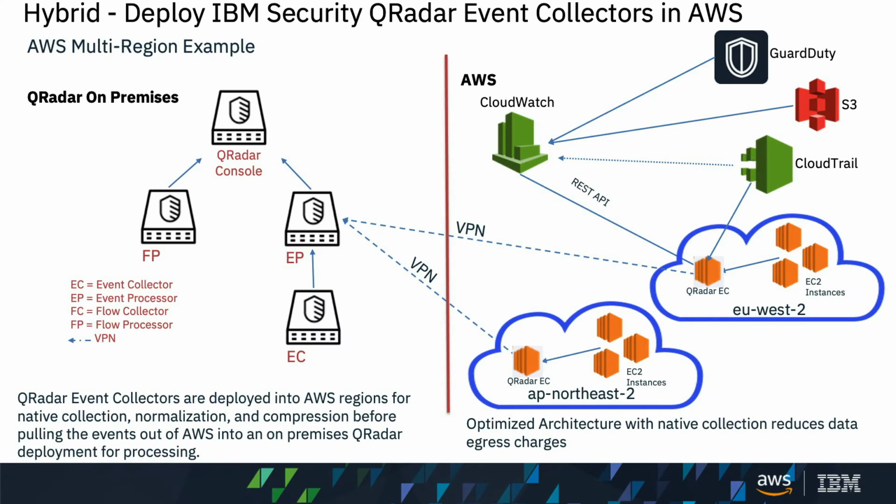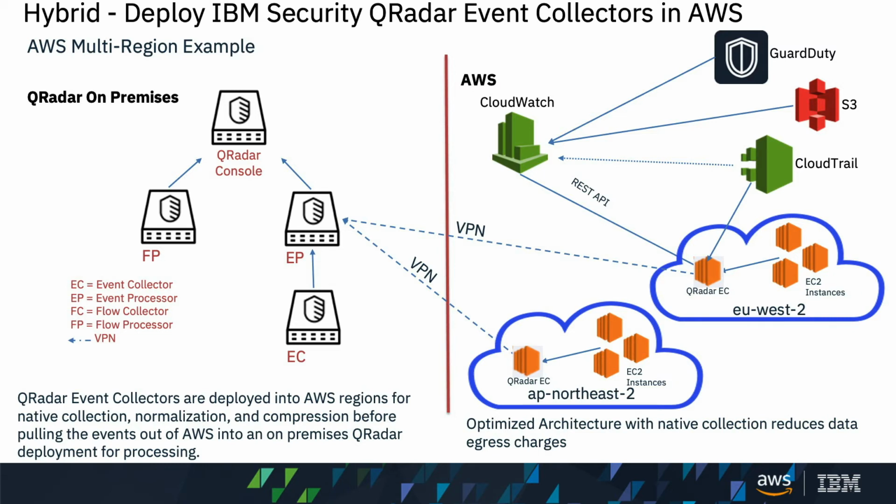In the case we're showing here, however, we've actually positioned event collectors in AWS. And that's in order to get close to the data collection points or into the regions where your applications and virtual machines are running and collecting data with QRadar. And one of the other advantages of doing this is that the data stream from an event collector to the remainder of the deployment is compressed. So we can get some egress cost efficiencies and things like that as well.